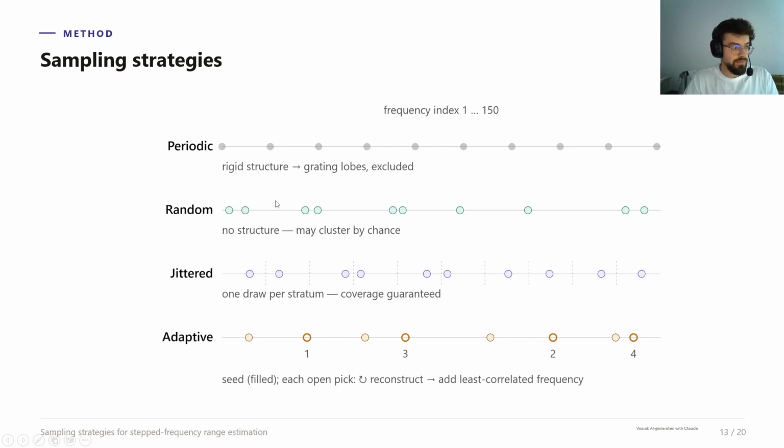However, when we have a bad run with random sampling, we might have clustering. So we will not effectively use the full bandwidth. Instead, all points will come together and we have a high resolution instead of a low one, which is what we want. Thirdly, we have jittered sampling. This makes sure we cover the full bandwidth by dividing the bandwidth into blocks, and in each block we will put 1 frequency. Lastly, we have adaptive sampling.